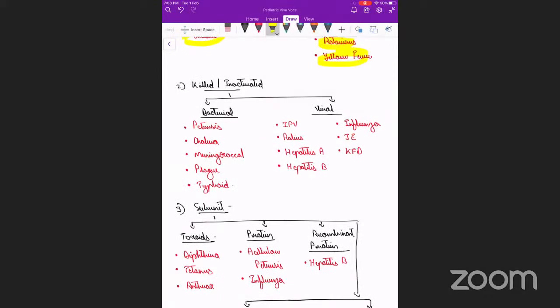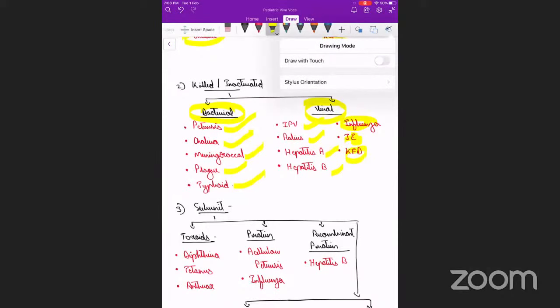Okay. Under killed vaccine or inactivated vaccine, again, we'll divide it as bacterial and viral. Fine. So bacterial and viral. Under bacterial comes pertussis, cholera, meningococcal, plague, and typhoid. Under viral comes the IPV, rabies, hepatitis A and B, influenza, Japanese encephalitis, and KFT.